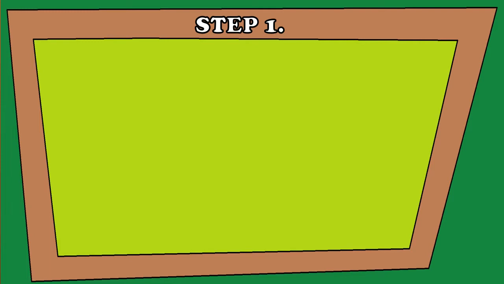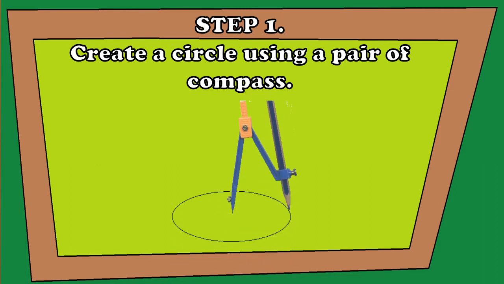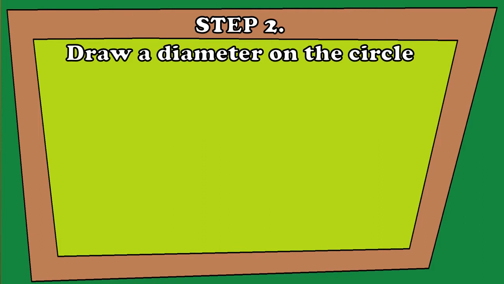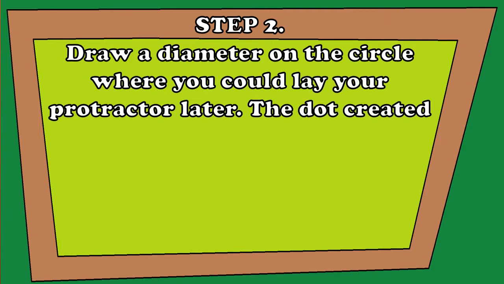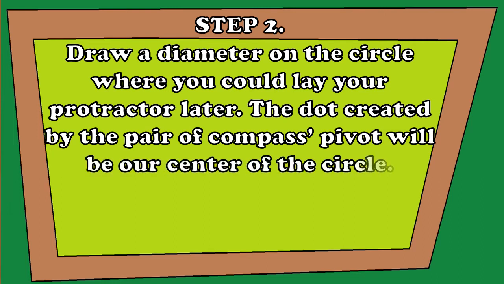Now, step 1. We create a circle using a pair of compasses. And then step 2, we draw a diameter on the circle where you could lay your protractor later. The dot created by the compass pivot will be the center of the circle.